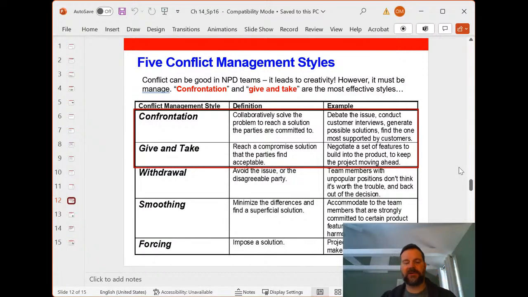Now, I think just as interestingly, you look at the approaches that don't work as well. Withdrawal, avoiding conflict; smoothing over conflict, but it's really superficial; or forcing a solution. If you haven't experienced this, you will at some point in your careers. And I think you can see why withdrawal, smoothing, and forcing aren't necessarily the most effective ways to resolve conflict.